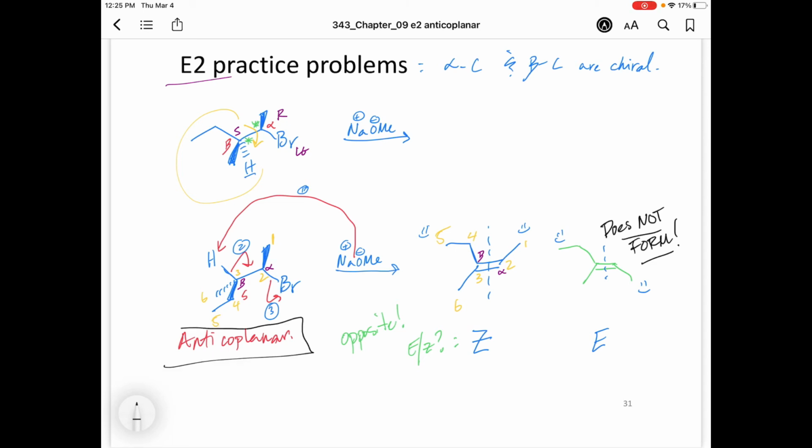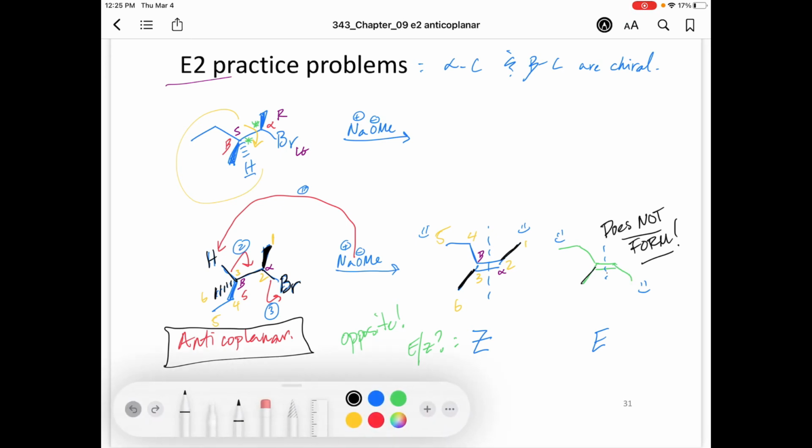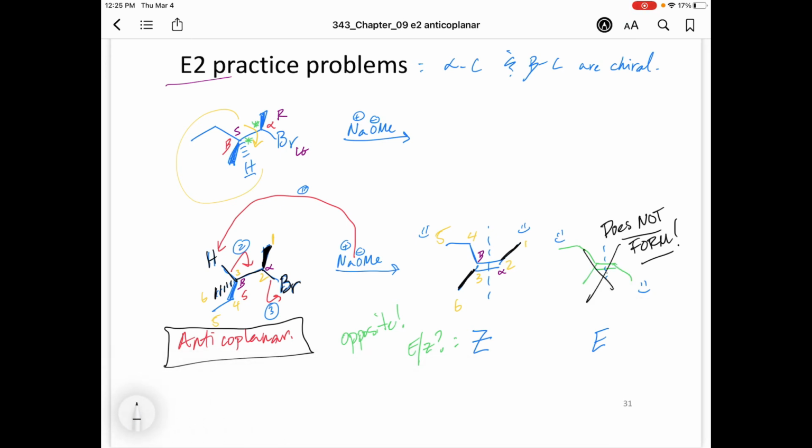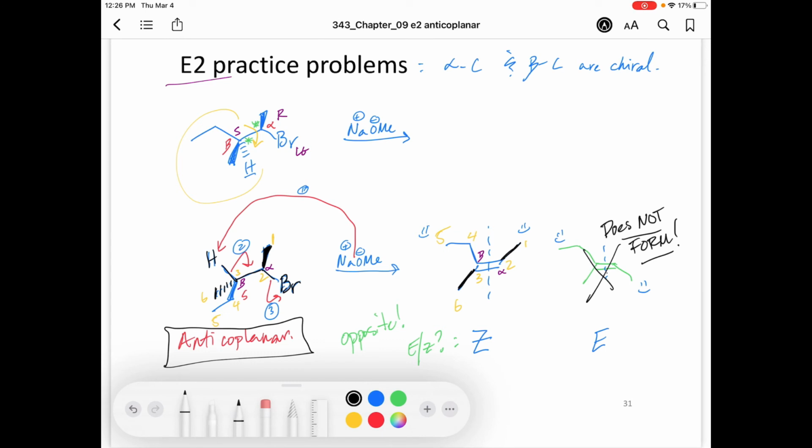This is because we need this anti-coplanar relationship between our hydrogen and our leaving group. Let's look at this again. So the 2 methyls, when we rotate this molecule to put the hydrogen and the bromine in a 180-degree dihedral angle, check out the relationship between the 2 methyls. They are opposite of each other. One is dashed and one is wedged. The alkene where both of the methyls are on the same side does not form because we would have to adopt something that isn't anti-coplanar.